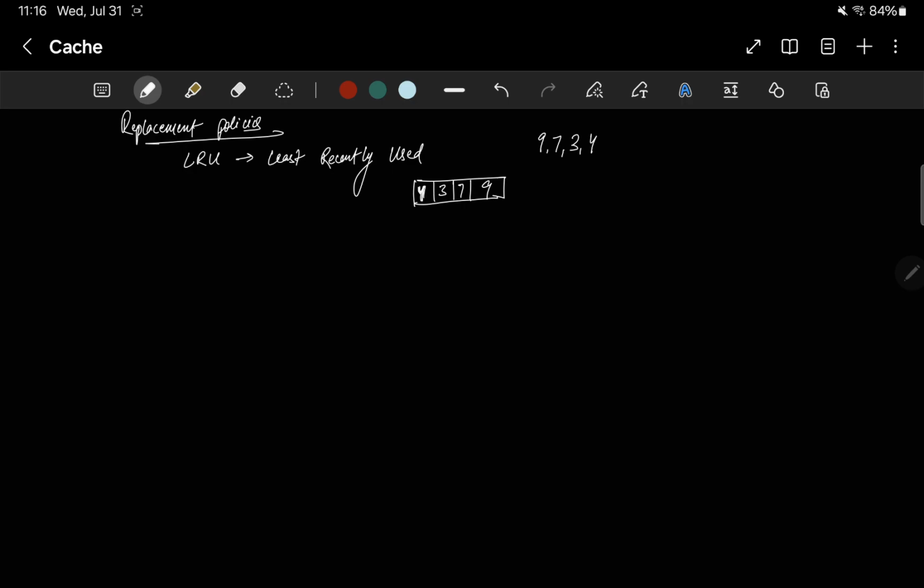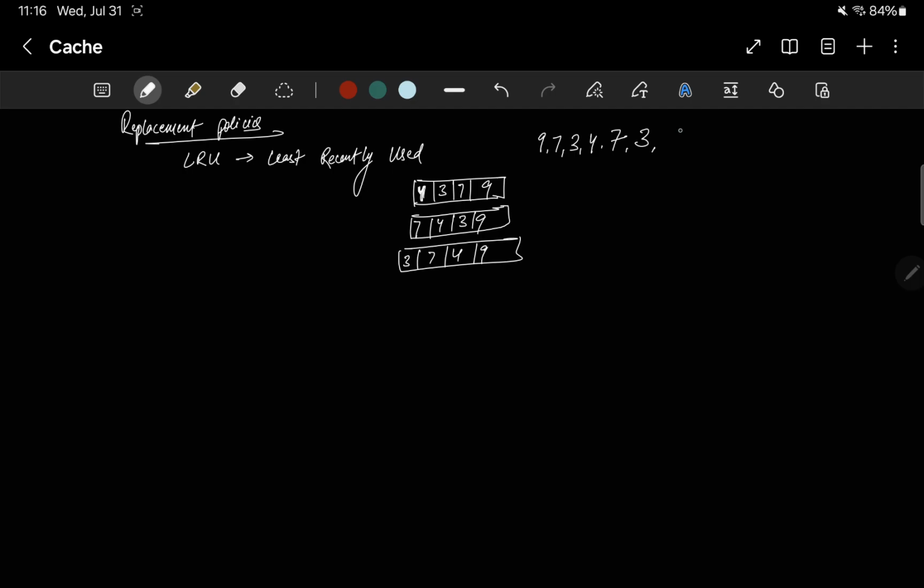Now let's say the next number we get is 7. What happens is this 7 gets removed from here and put at the front. So now 7 comes here, then 4, 3, 9. Let's say another number comes, 3. Now what happens is the order becomes 3, 7, 4, 9.